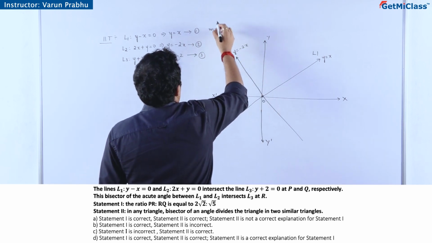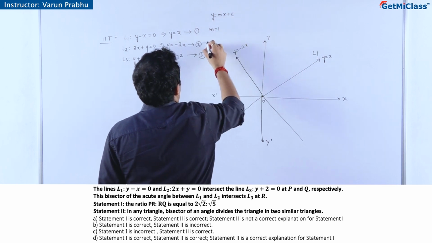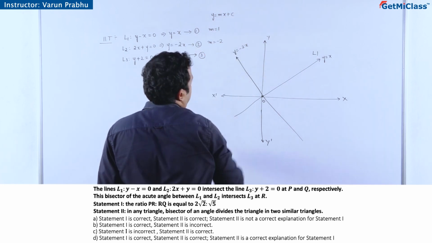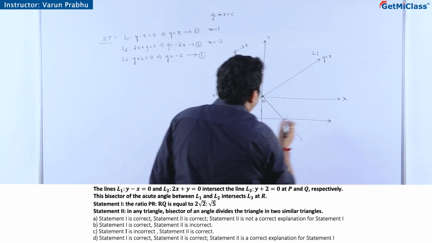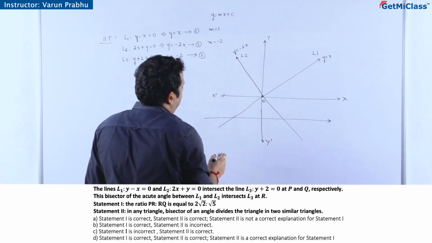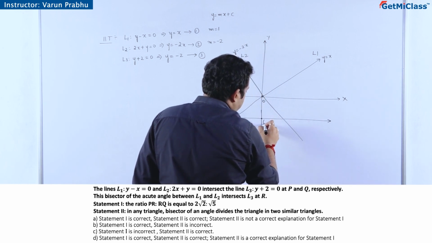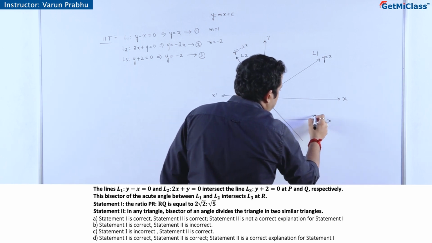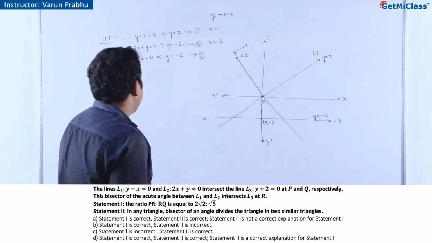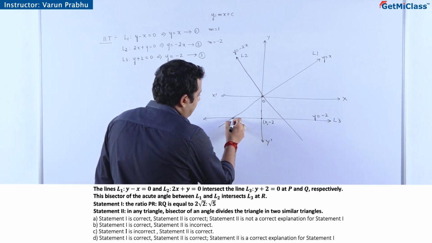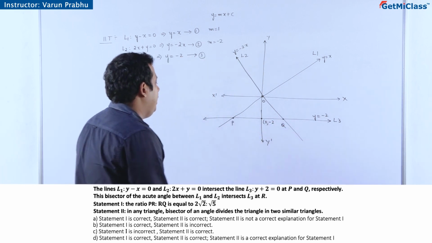Here the slope is 1. If you compare with y is equal to mx plus c, naturally you can see here the slope is minus 2. And this is line 2. And this is the line y is equal to minus 2. This point is 0 comma minus 2, and this is L3. Now the lines L1 and L2 are intersecting L3 at the points P and Q.